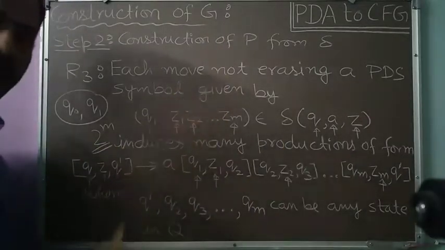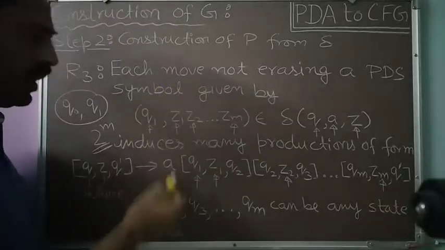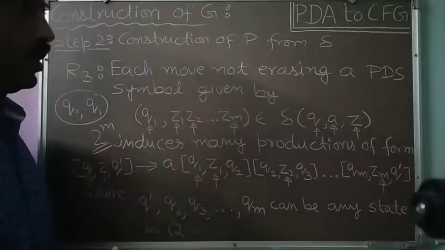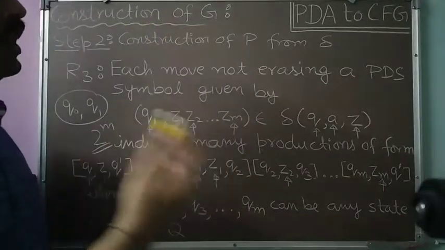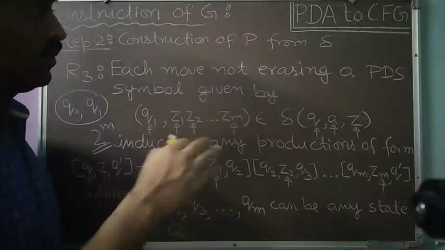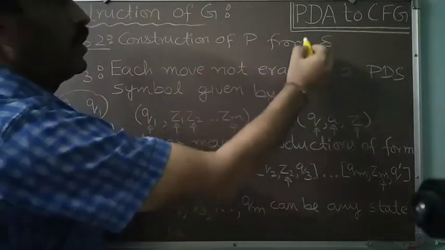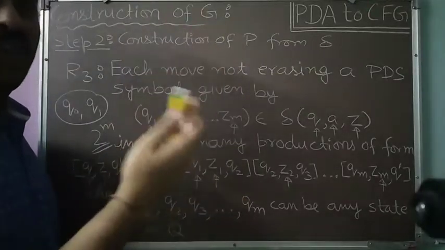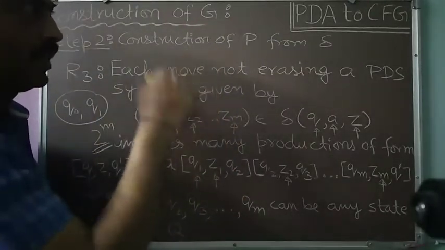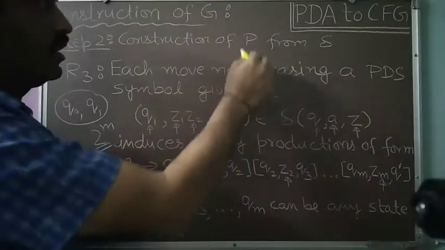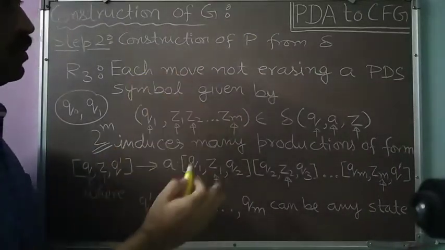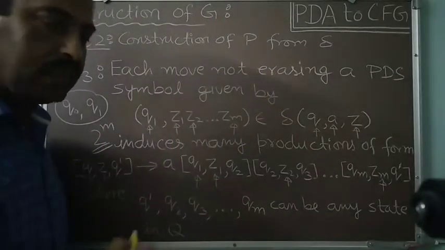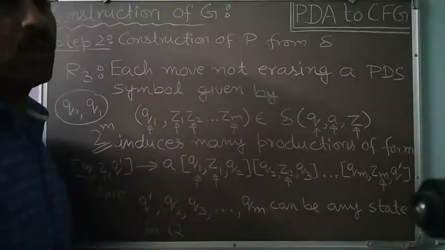Okay, so when we take one example, you will be more clear about its application, how to apply it, and how to find such multiple productions. So these are the 3 rules with the help of which we find our set of productions P from the transition function delta of the PDA. In step 1 we have found the grammar, everything except P, and P we are finding in step 2. In this manner we will be finding our context free grammar from the given pushdown automata.